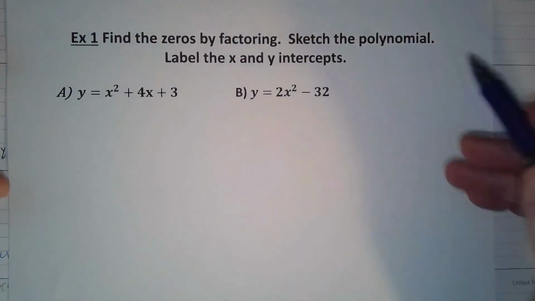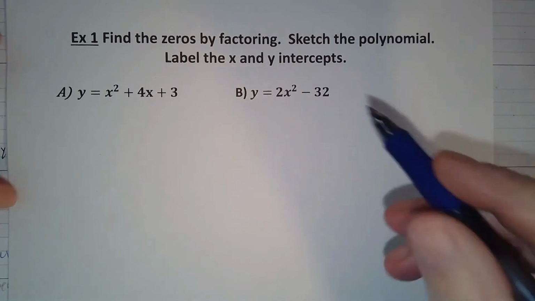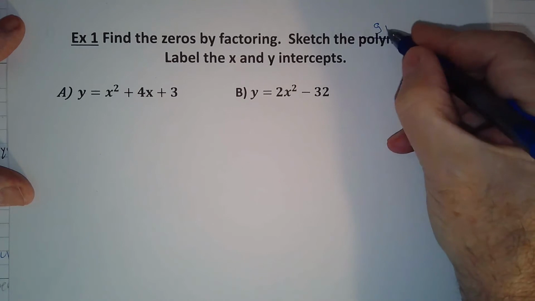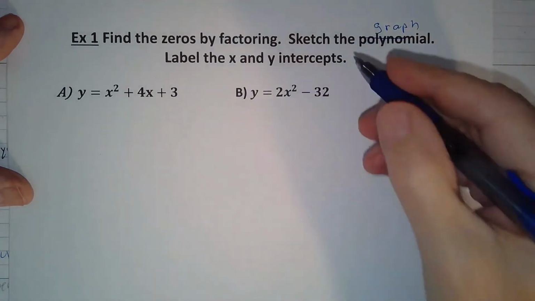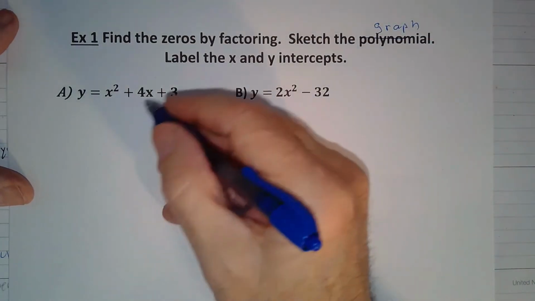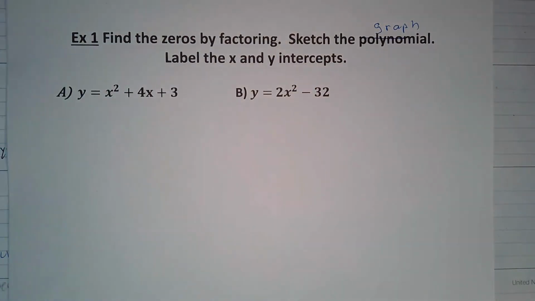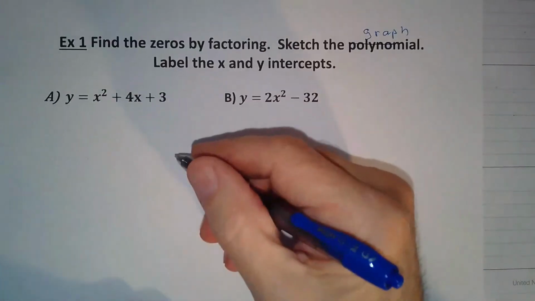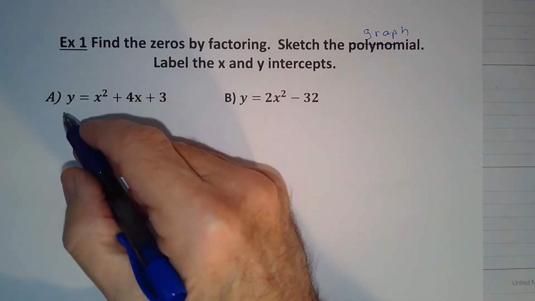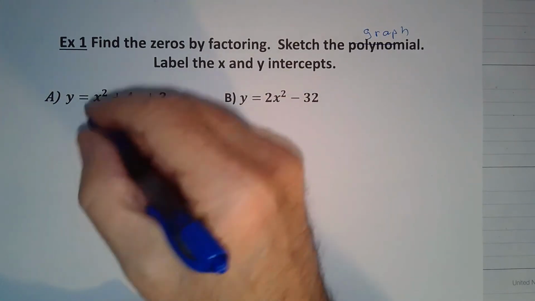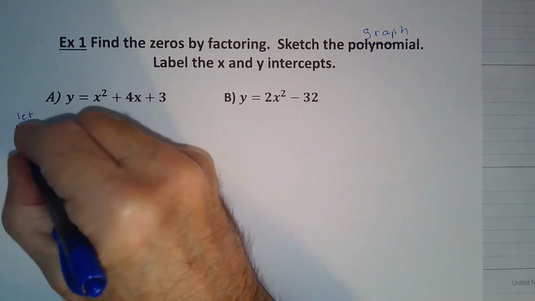So find the zeros by factoring, sketch the polynomial, label the x-intercepts. Let's really sketch the graph and label the x and the y-intercepts. Okay, so I've got x squared plus 4x plus 3. And looking at this, I'm going to go ahead and factor it again, but I'm going to let y equal 0. So let y equal 0.